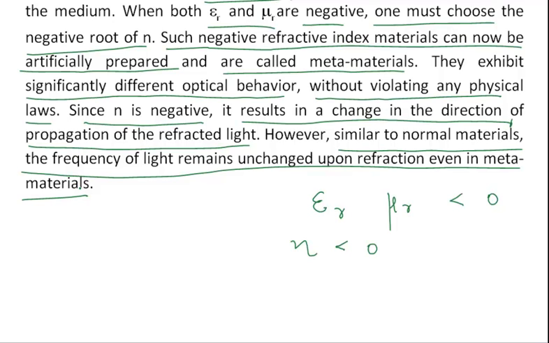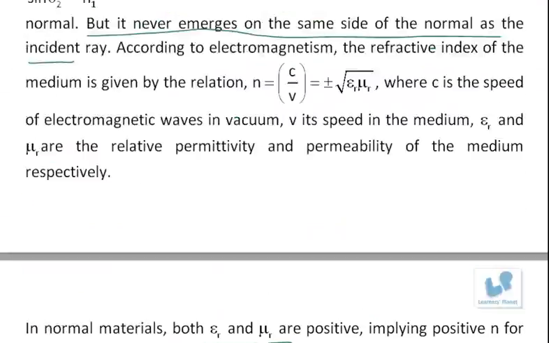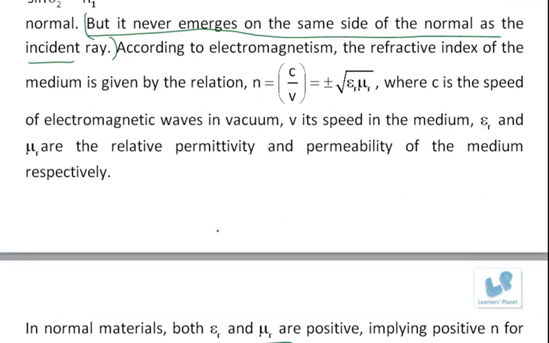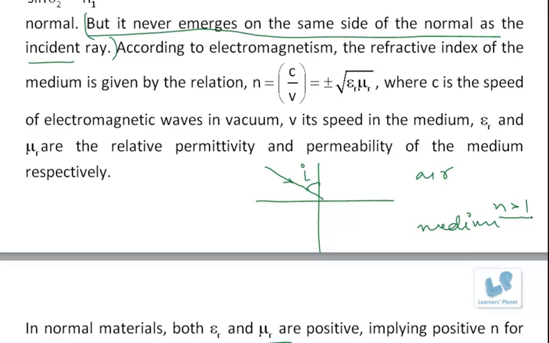Now we have to physically understand the meaning of negative refractive index, and also we have to understand what this line means. It means that in normal materials, let us say this is air and you have this medium which is made out of a normal material. This is the normal and this is the incident ray. This incident ray is making an angle i, and if the refractive index of the medium is more than 1, then this would bend towards the normal. This is the general phenomenon that we observe.